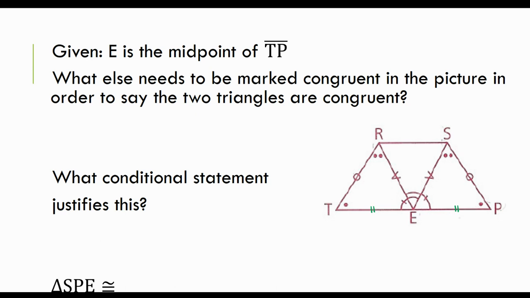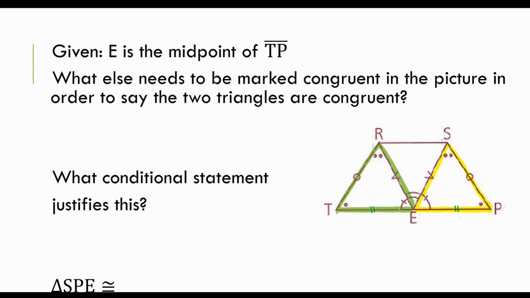Then it says, what else needs to be marked congruent in the picture in order to say that the two triangles are congruent? If I'm looking at, I'll highlight this triangle right here that has a bunch of markings. So this is the triangle where we've got R, T, and E. And then if I highlight over here, here's the other triangle that has all of the markings. Okay, so in both of those triangles, we have all of the sides marked up. So that's not what's missing. Notice how at the top, angle R has 2 dots, and so does S. T has 1 dot, so does P.